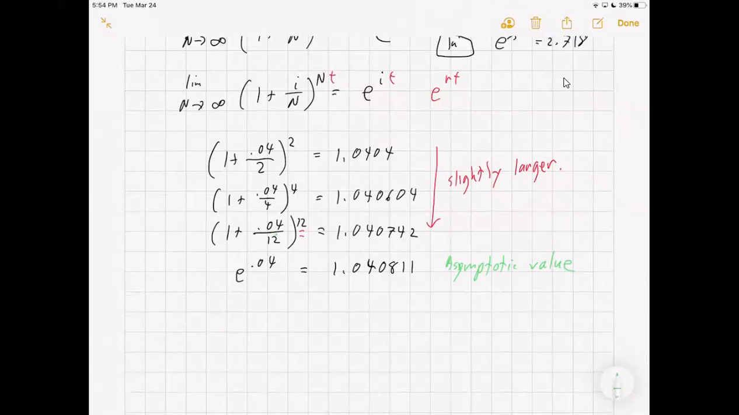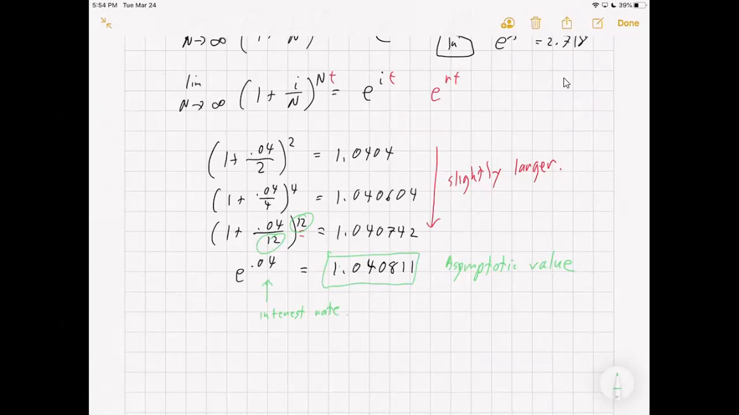So we could make this 12 into a 365 if we wanted to do it daily. And we would see that we would get extremely close to what e to the 0.04 is. Now remember, the 0.04 here corresponds to the interest rate. So this e to the 0.04 represents what would happen if instead of doing it every day, we did it every nanosecond, okay? Or actually more frequently than that, because a nanosecond is a discrete amount of time. So if we were to continuously compound it, our interest for the year would end up approaching this number.